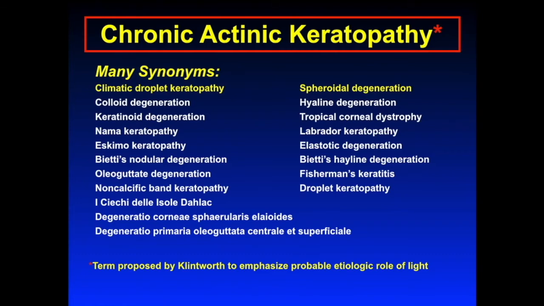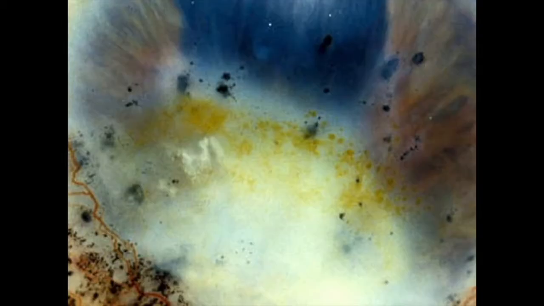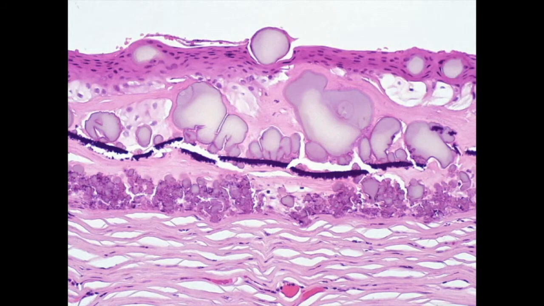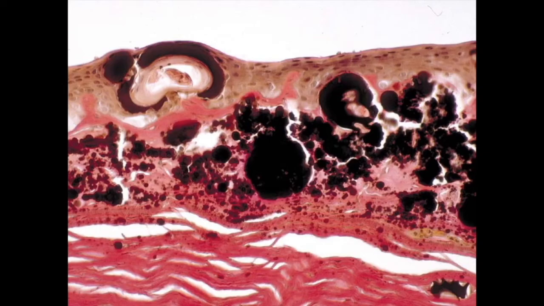I like the Latin name Degeneratio corneae spheroides elaioides. Elaioides means olive oil. In this photograph, in the scar, we see multiple droplets of spheroidal degeneration or actinic keratopathy, which do have a remarkably similar appearance to olive oil. Histopathologically, we have these hyaline, amphophilic spherules. The patient also has a typical band keratopathy as well. The deposits do stain with the Verhoeff-Van Gieson elastic stain, but the staining is not abolished by elastase digestion.